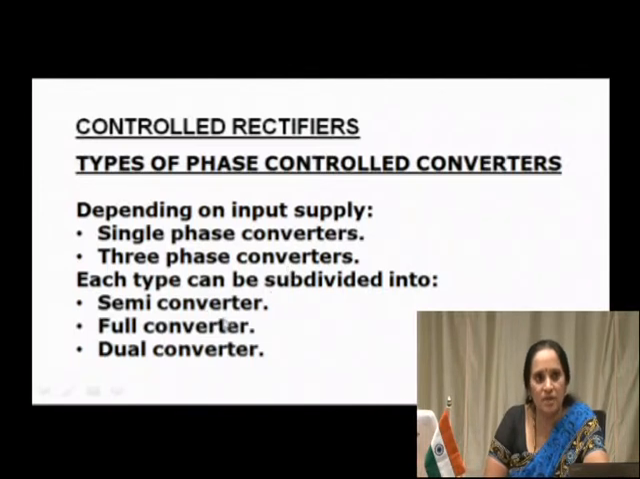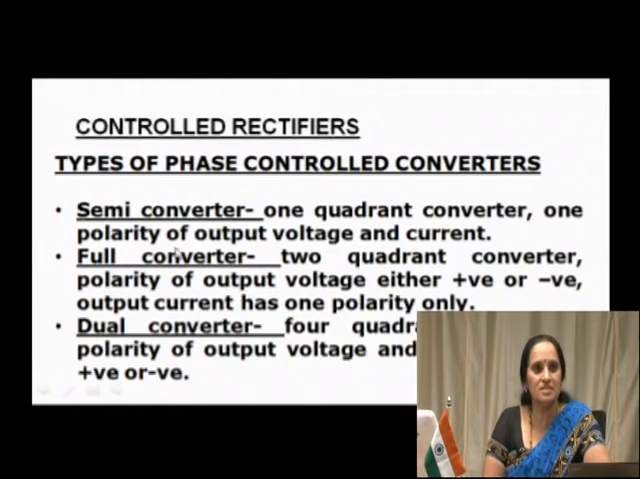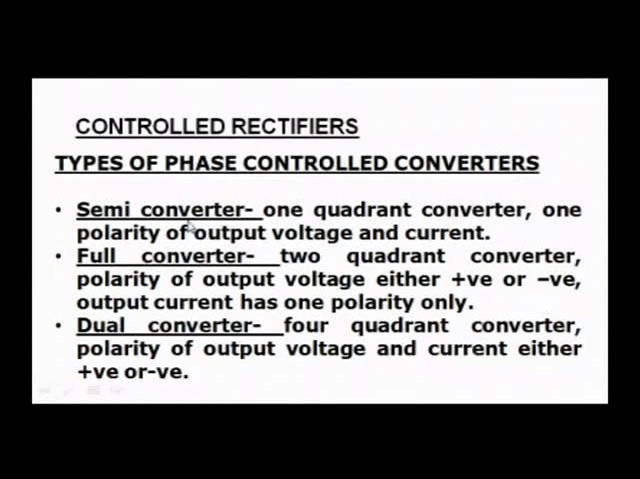Each type can again be subdivided into these 3: the semi converter, the full converter, and the dual converter. So, what is this semi converter? Semi converter is a 1 quadrant converter. In the first quadrant only I am going to get my output voltage and current. In the first quadrant, the voltage will be positive and the current also will be positive.